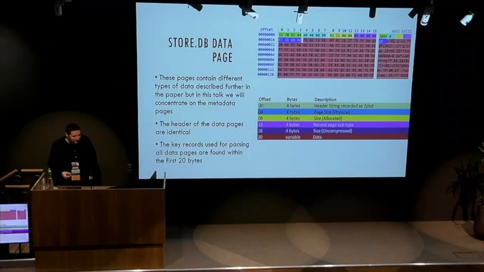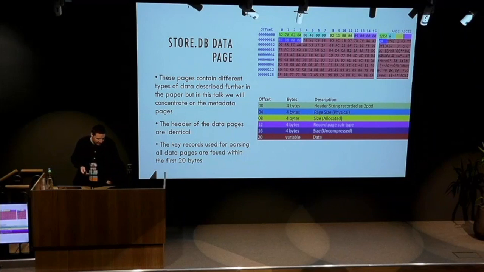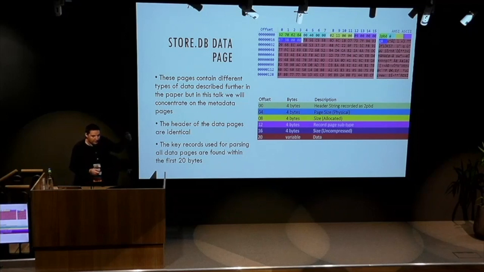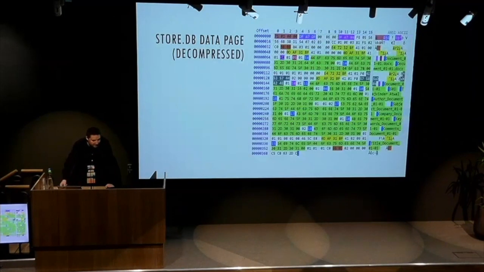Store.db data page then. So these pages contain different types of data described further in the paper, but we're really focusing on the metadata stuff for this talk. The header of the data pages are always identical, and the records for parsing the data pages were always found within the first 20 bytes of these pages. So the compression library, you'll see here the content in red is junk. It looks like junk. It's compressed content. So Apple stores the metadata here in a compressed format using the zlib library. And in the next slide, we have that decompressed. So you can see that it obviously contains useful information.